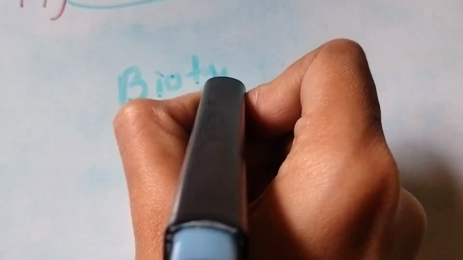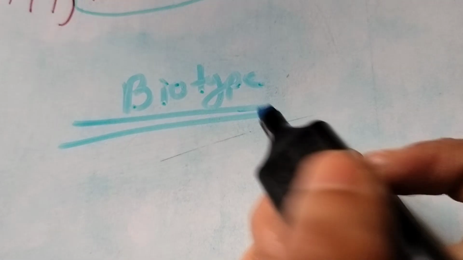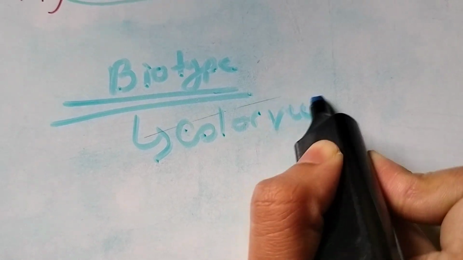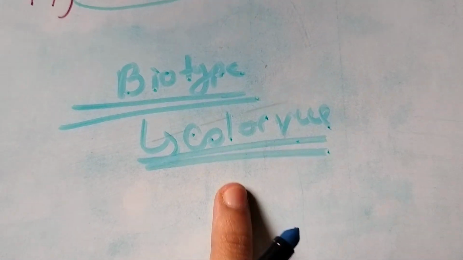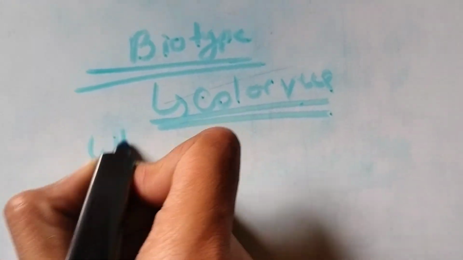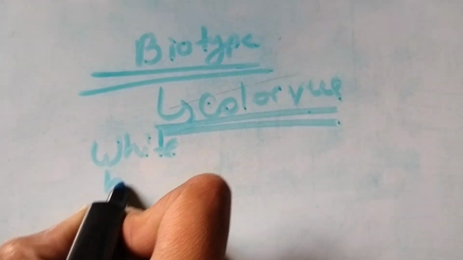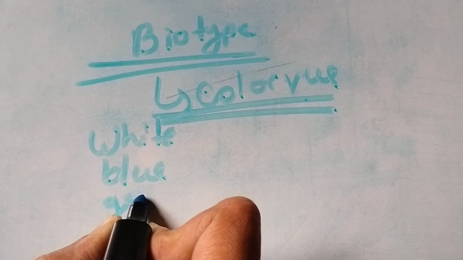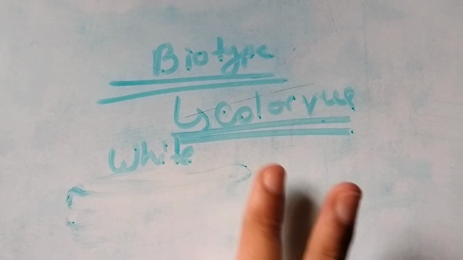Next is the biotype. What is a biotype? It is the thickness of the gingiva. The thickness of gingiva is measured by the color-coded probe. There are three colors of the probe: white, blue, as well as green. White, green, and blue.